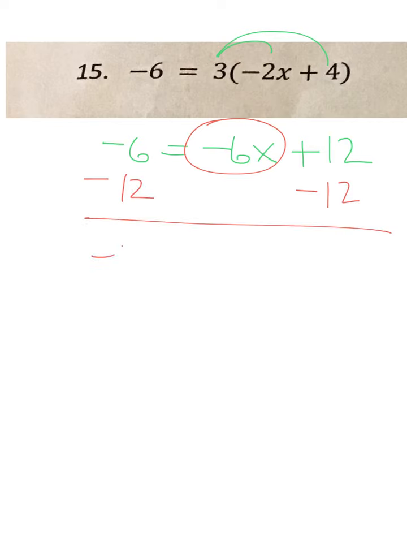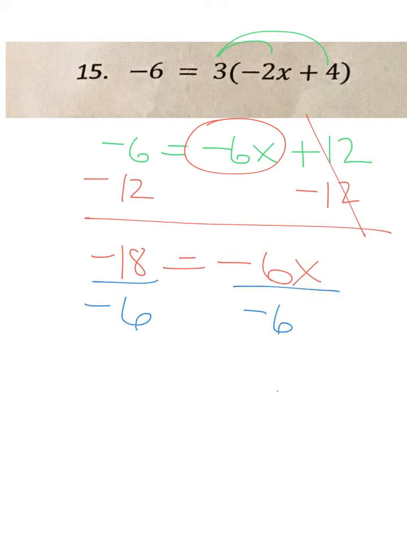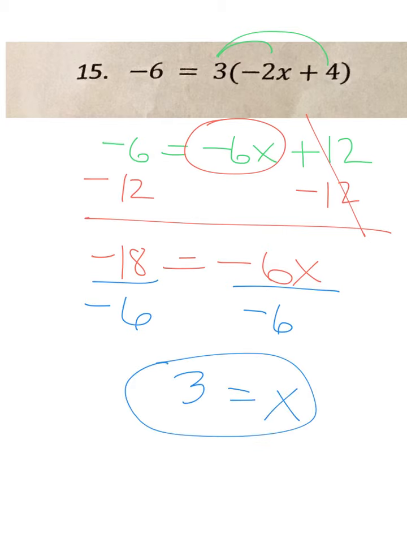And I get negative 6 minus 12 is negative 18. On this side, I just have left what's in the circle, negative 6x. Solve for x, which means I'm going to divide both sides by negative 6. X is negative 18 divided by negative 6, which is just 3.